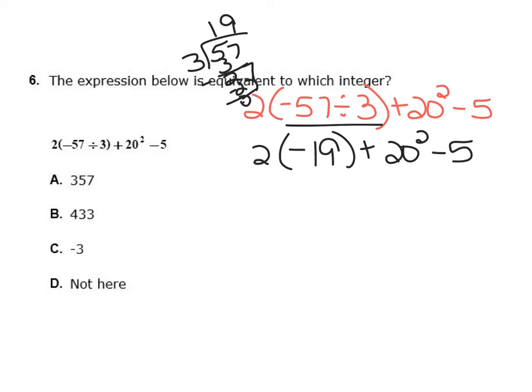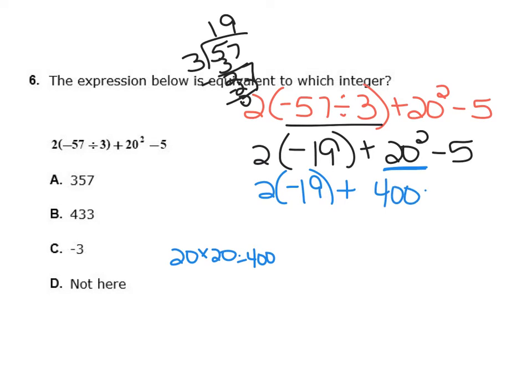Now I'm going to do the exponents. So the exponents is next. So negative 19 times negative 19 plus 2 to the second power is going to be 20 times 20, and that's going to be 400. So plus 400 minus 5. Okay, now I'm going to go ahead and multiply and divide. So I'm going to do multiplication first here.